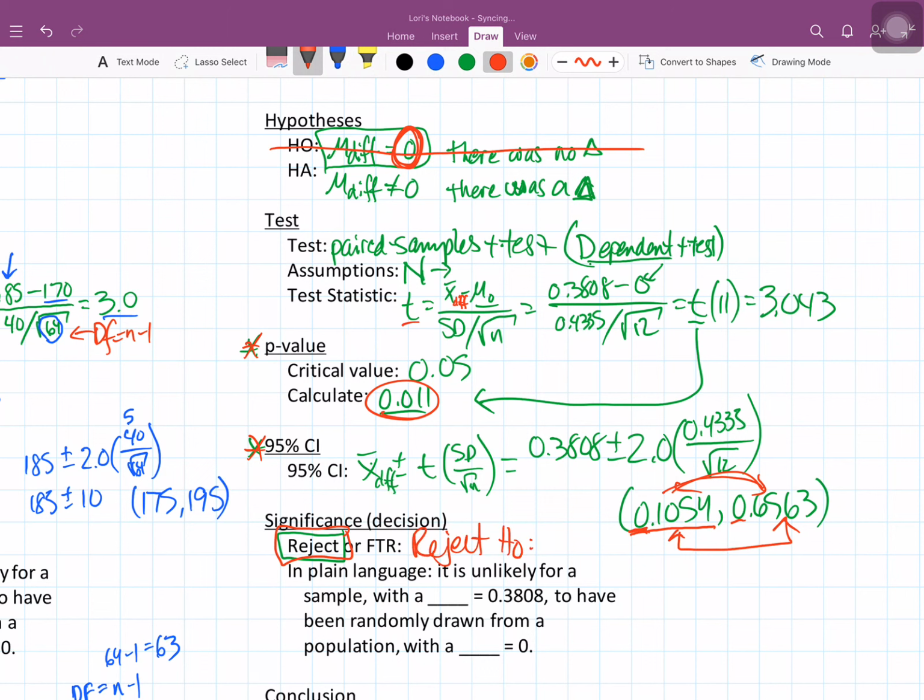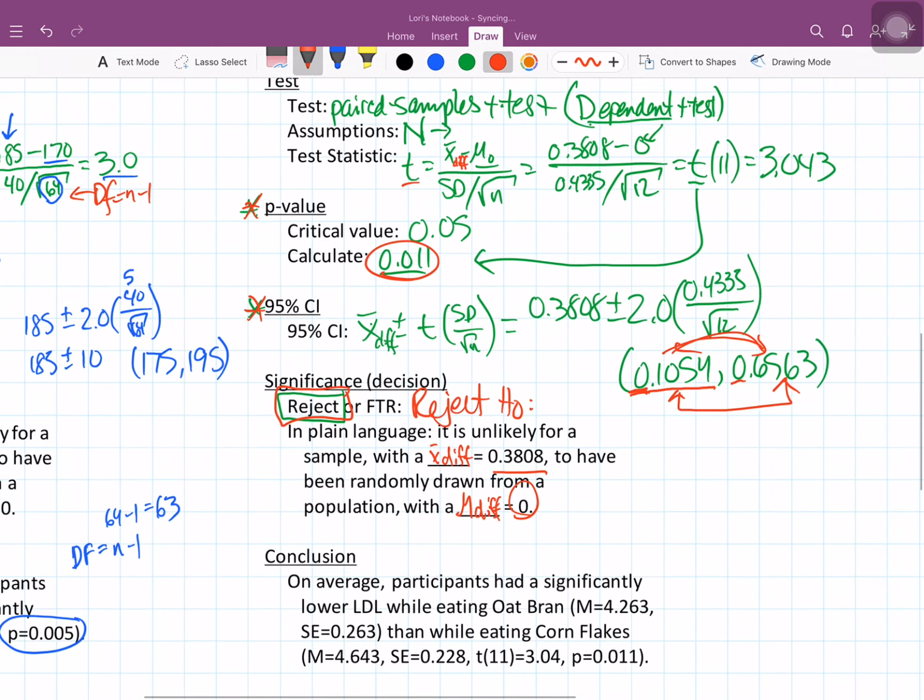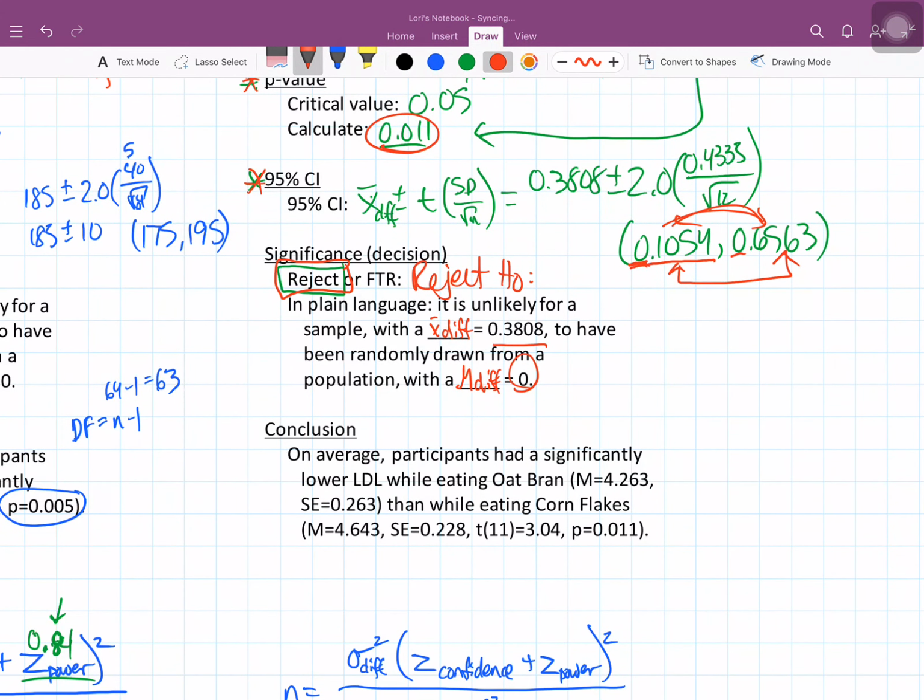And in plain language, what we would say is, it is unlikely for a sample with a mean sample difference of 0.3808 to have been randomly drawn from a population with a population mean difference equal to 0. And so that's how we would interpret that particular decision.